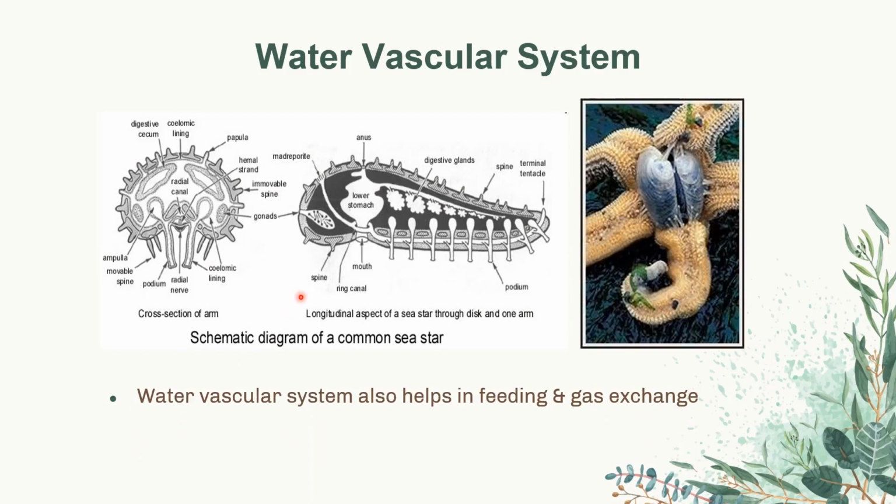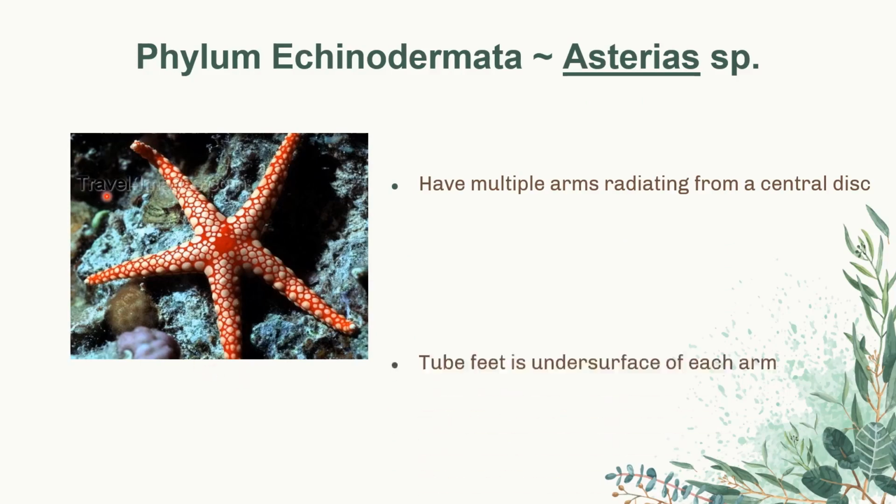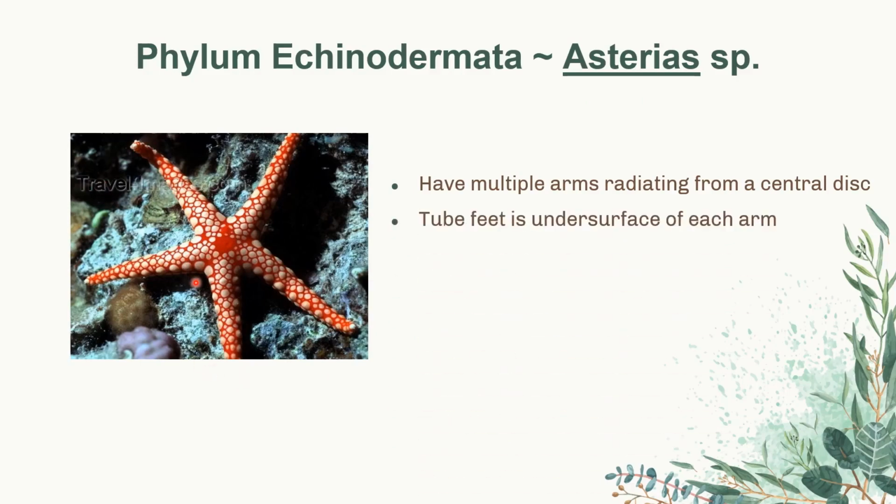The water can enter through the mouth here, into the lower stomach and out of the anus. And in between, the water will move through. The water can also act as a hydrostatic skeleton for locomotion, in which you can see here the arm of this starfish being moved as it curls around itself. The scientific name for starfish is Asterias species, which has multiple arms radiating from the central disc. The tube feet are found under the surface of each arm, and the mouth in the center of the underside of the disc.